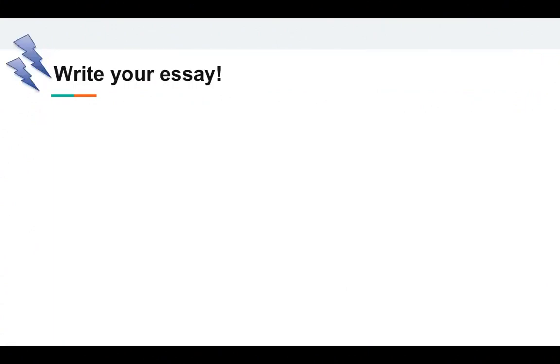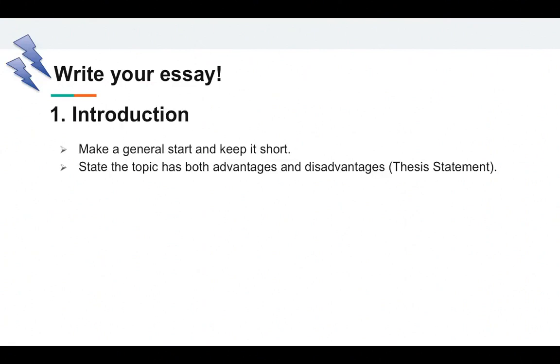For you to be able to write your essay, remember there are three parts of an advantages and disadvantages essay. Part 1, introduction. In the introduction paragraph, we make a general start and keep it short. And we state that the topic has both advantages and disadvantages. This is the last sentence of the introduction paragraph, and it is called a thesis statement.